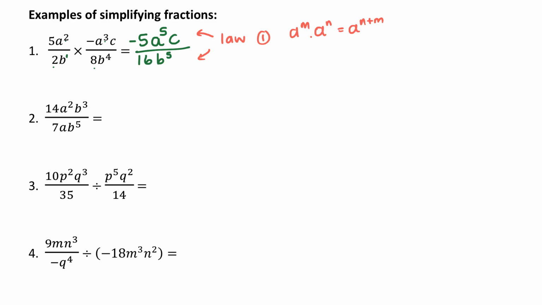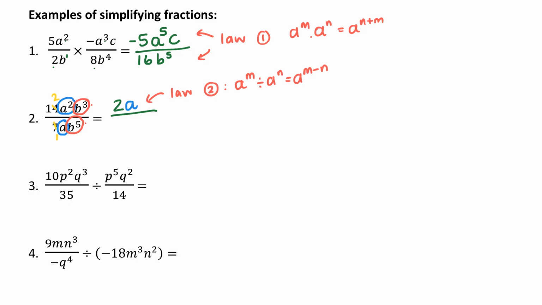The second example just involves simplifying a fraction. So let's first look for common factors. 7 goes into the denominator once, 14 goes into the denominator twice. So far, my fraction will have a 2 in the numerator. Next, let's look at the variables. Now I've got a squared in the numerator and a in the denominator. So if I subtract my variables, 2 minus 1 gives me a in the numerator. Then I've got b to the power of 3 and b to the power of 5. And if I say 3 minus 5, I get -2.